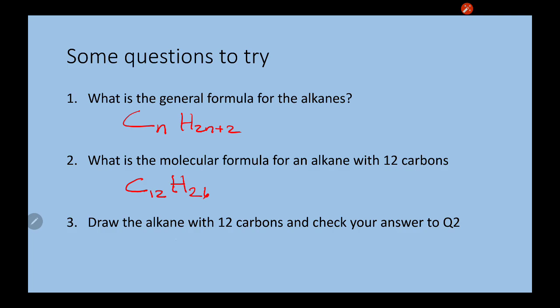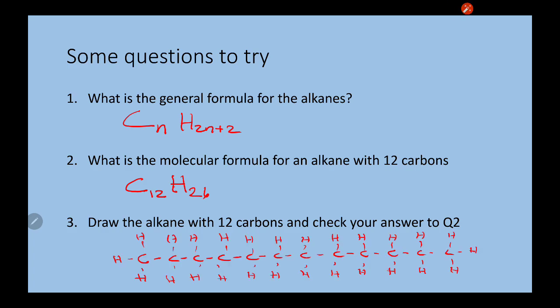Draw the alkane with 12 carbons and check your answer to question 2. I'll pause the video while I do that so you don't have to see me drawing all that out. Okay, there it is, guys. You can count the number of carbons just to make sure that I've written out 12, and then go ahead and count the number of hydrogens, and you'll find that the number of hydrogens on that molecule is 26.